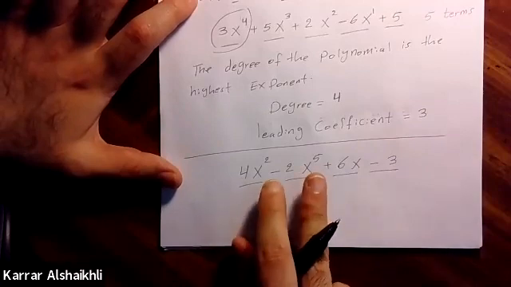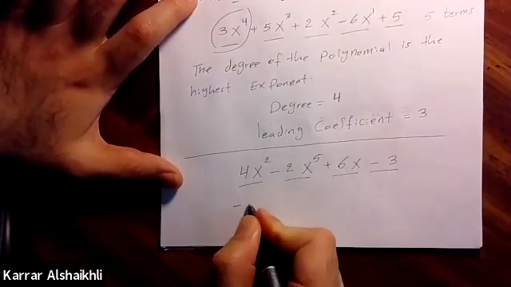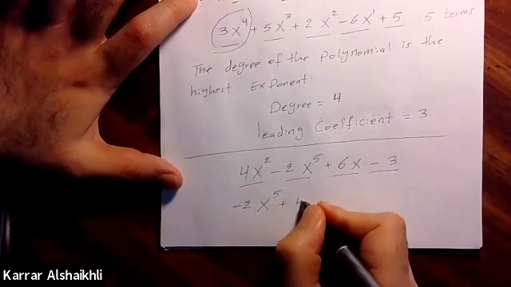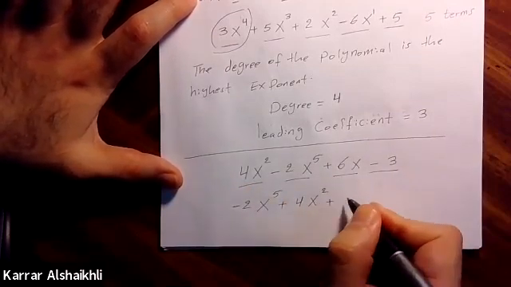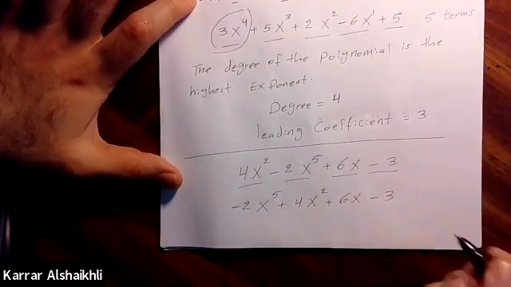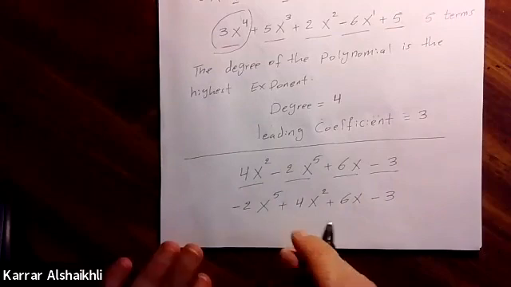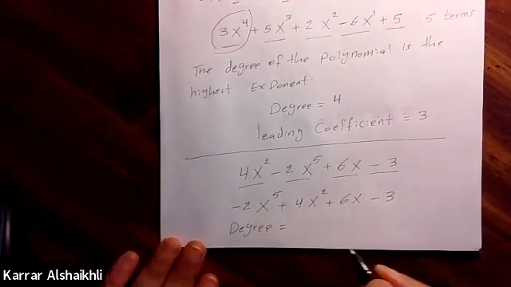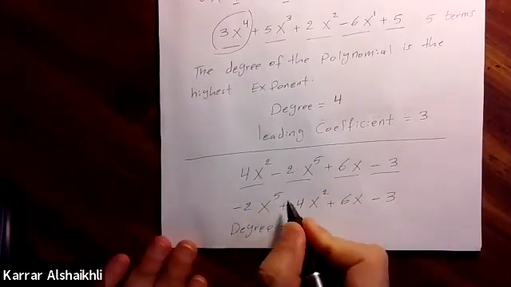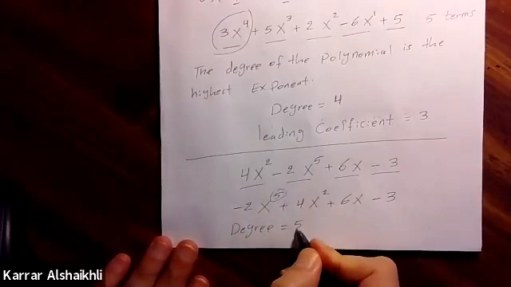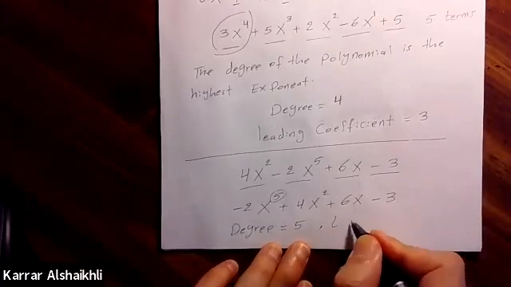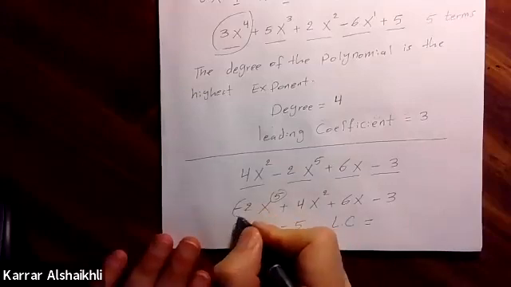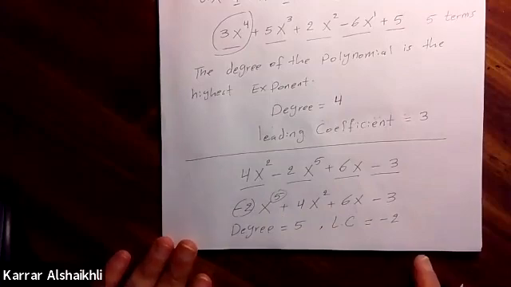Now, what I'm going to do, I'm going to write down the highest one, which is negative 2x to the power 5 plus 4x squared plus 6x minus 3. Now, the degree for this polynomial is the highest exponent, which is the 5. The leading coefficient is going to be the number here. Don't forget the sign, so it's going to be -2.